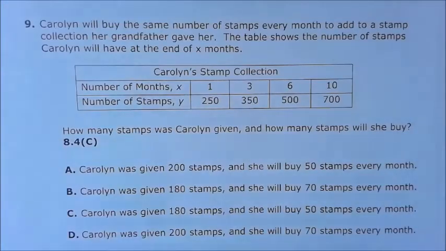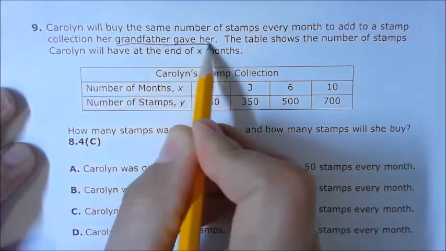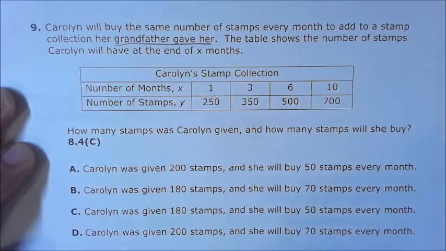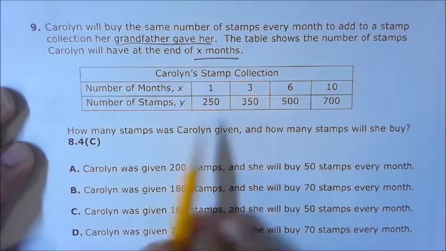Alright, this is another one that I think quite a few of us did pretty well on. We had to do some critical thinking. It says Carolyn will buy the same number of stamps every month to add to a stamp collection her grandfather gave her. So let's keep that in mind. Her grandfather gave her a stamp collection. And the table shows the number of stamps Carolyn will have at the end of x months. So now it gives us this table here.